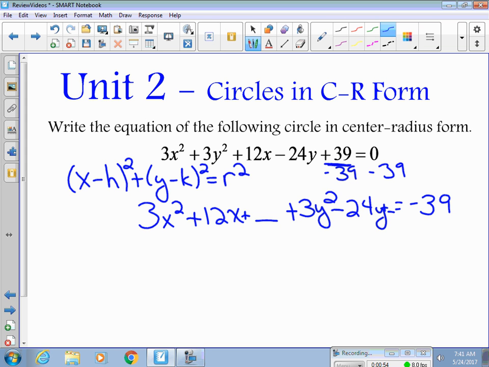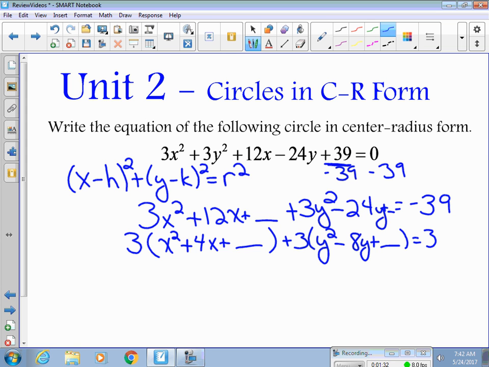Then what we're going to do is factor out a 3, because if you notice, everything is divisible by 3. So we're going to factor out a 3 from every term, but we're going to leave it in parentheses with the x, we're going to leave it outside the parentheses with the y, and we're going to leave it with the 39. We're not going to get rid of it because it's important. So we're going to get 3 times (x squared plus 4x plus something), because you're going to end up completing the square two times here, plus 3 times (y squared minus, I believe that's 8y, plus something) is equal to 3 times negative 13 plus something.